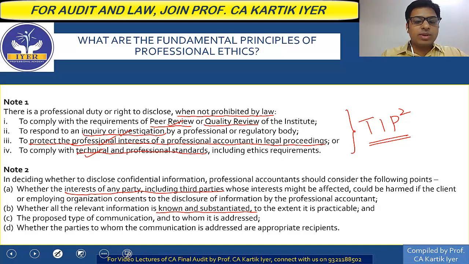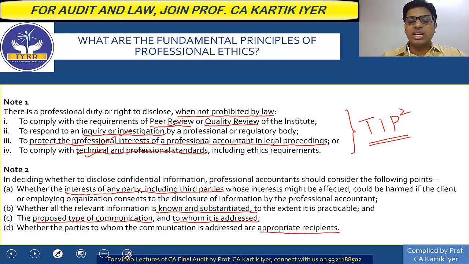The proposed type of information and to whom it is addressed. What is the type of communication that is happening? Basically, in what manner will we reveal the information, and to whom is it addressed? Who are we intending to address it to? Whether the parties to whom the communication is addressed are appropriate recipients. You have to always be careful that they are appropriate recipients. Only if they are appropriate recipients should the CA reveal the information, if required.